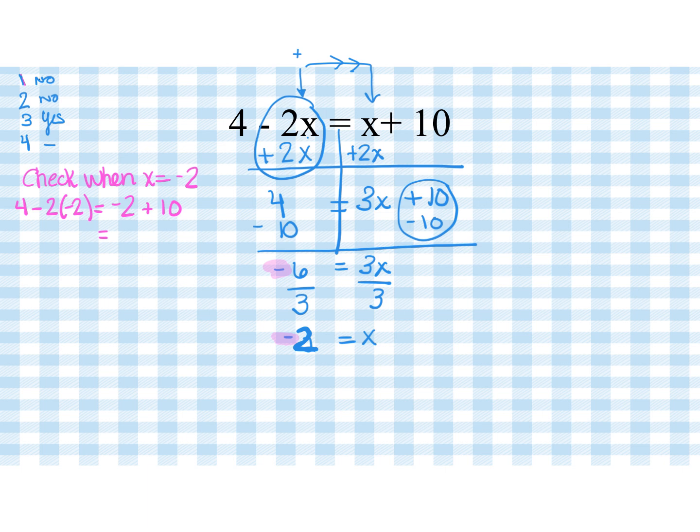I usually like to finish one side first, so I'm going to do this math here. So I have 4. A negative 2 times a negative 2 is a plus 4. And then that's going to be 8. So negative 2 plus 10 is 8. So I am correct. So x is equal to negative 2, not negative 3.